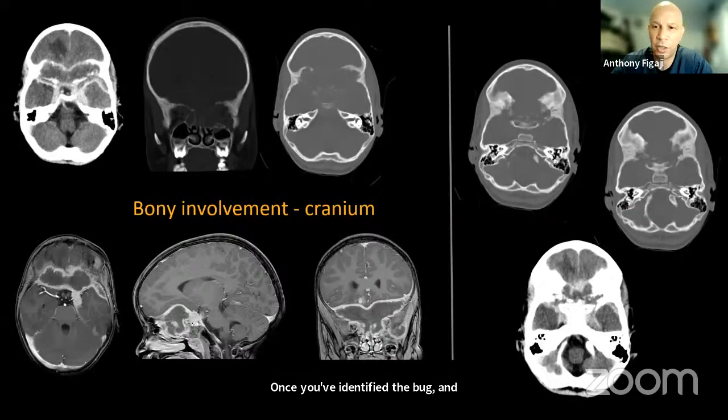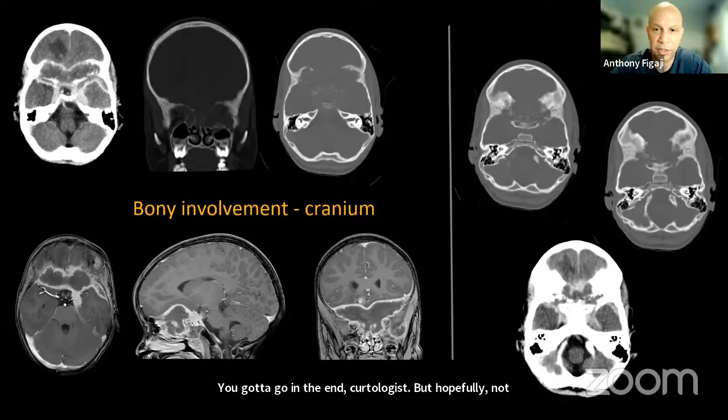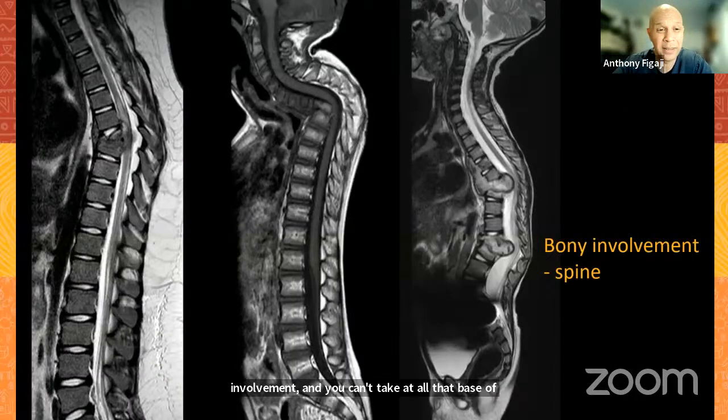Occasionally, you've got to go in there and curettage it, but hopefully not, because as you can see, there's extensive involvement and you can't take out all that base of skull. The good thing about it is it responds to treatment. In the spine, it tends to be a little bit trickier because you often have these deformities with collapse of vertebrae and these cold abscesses that can retropulse into the spinal cord.